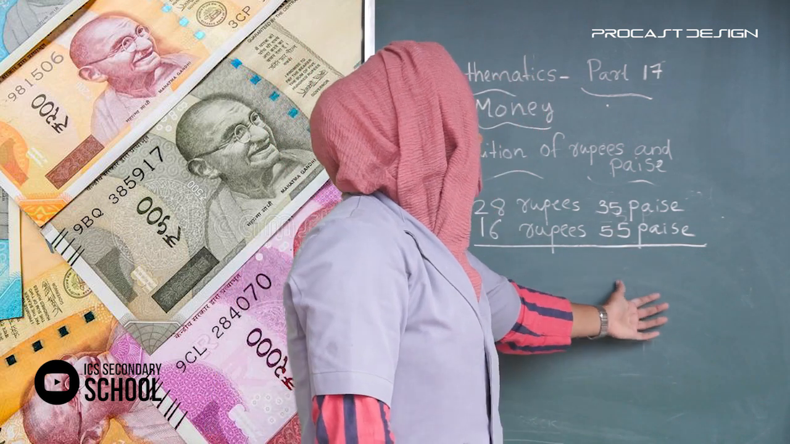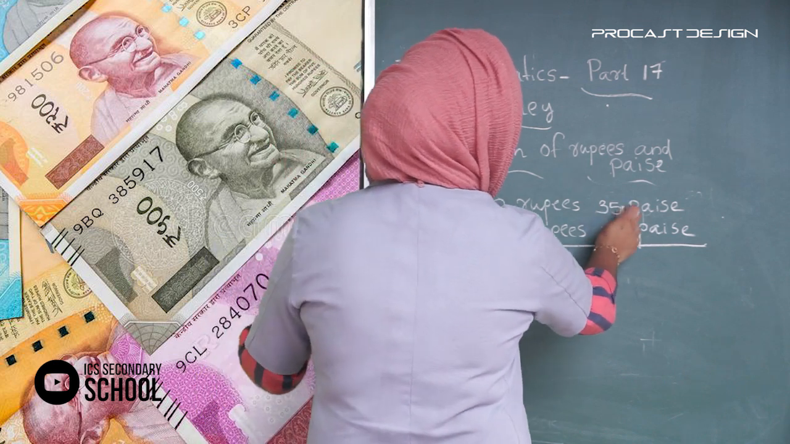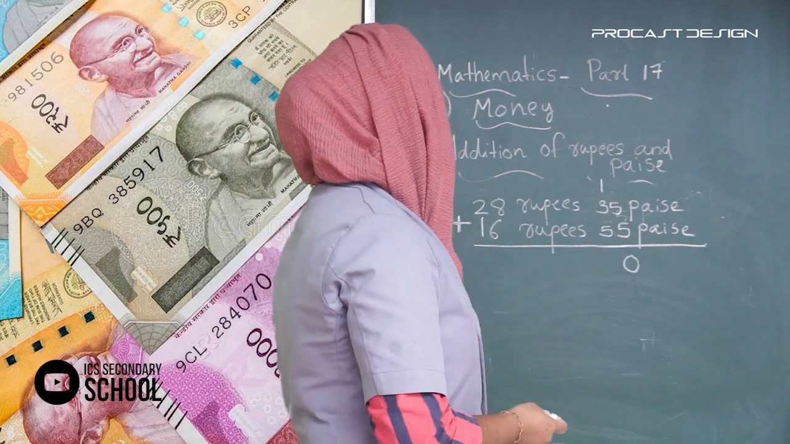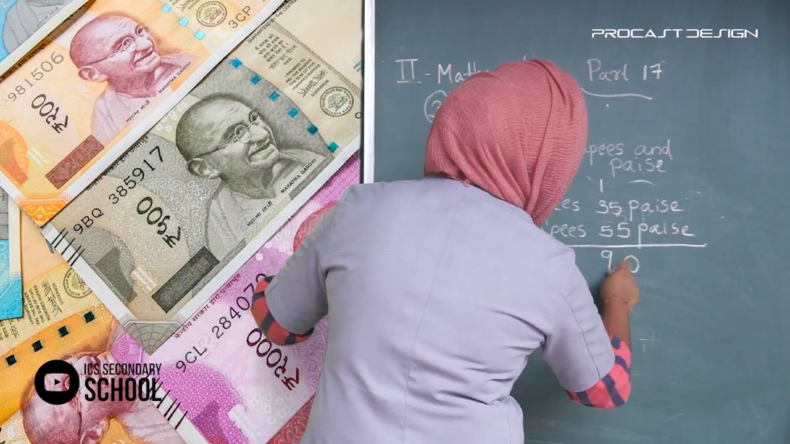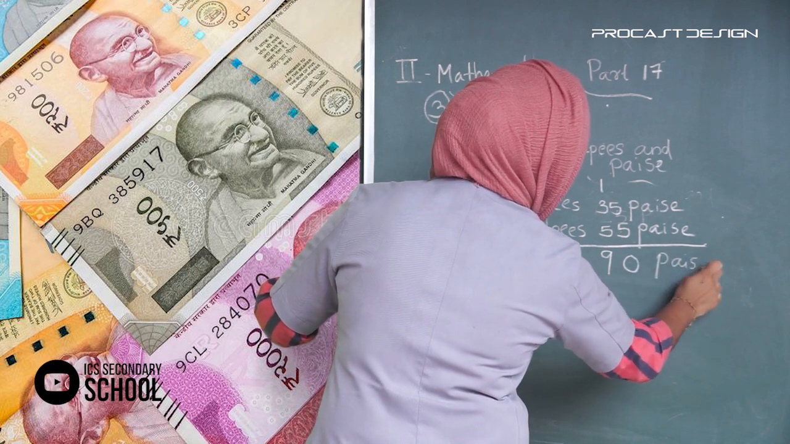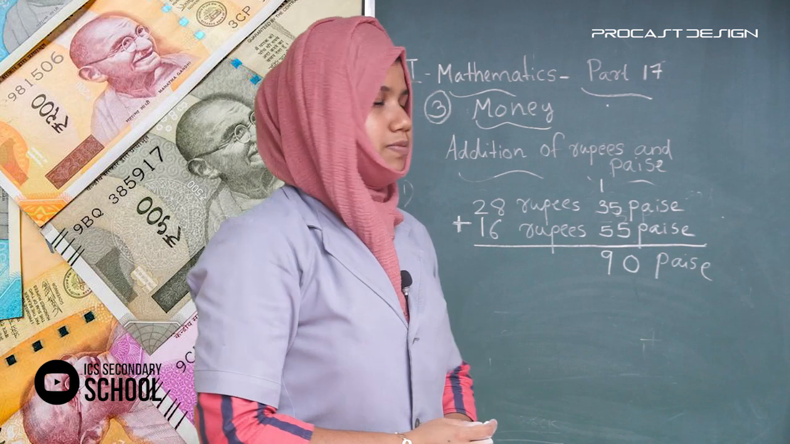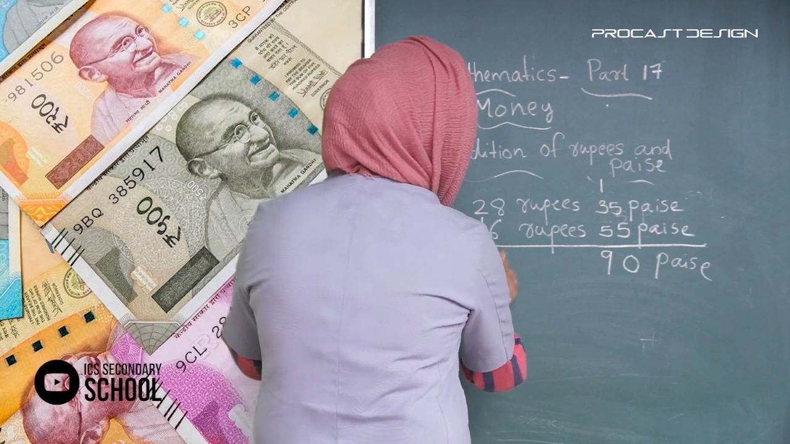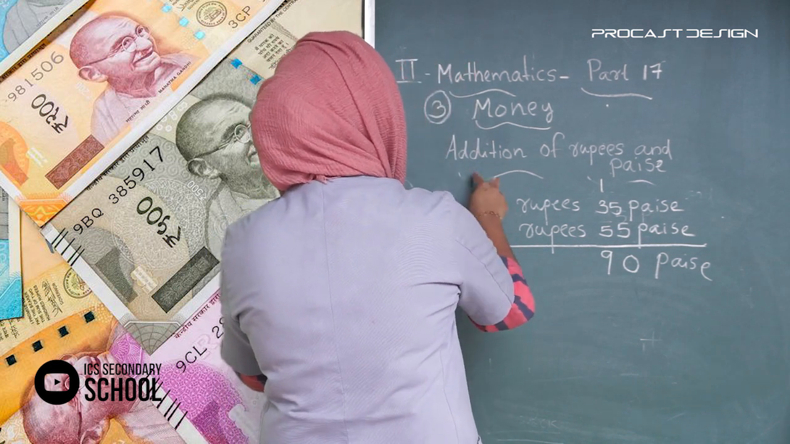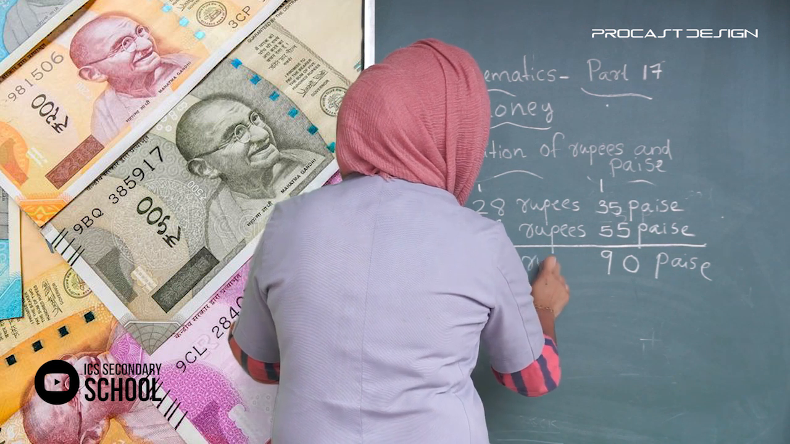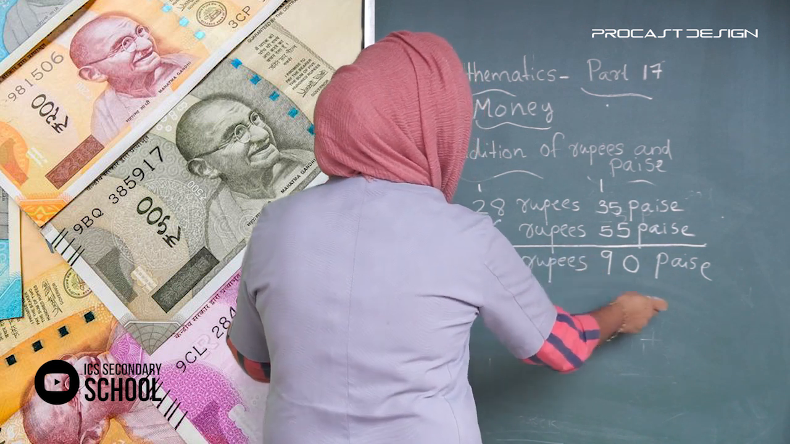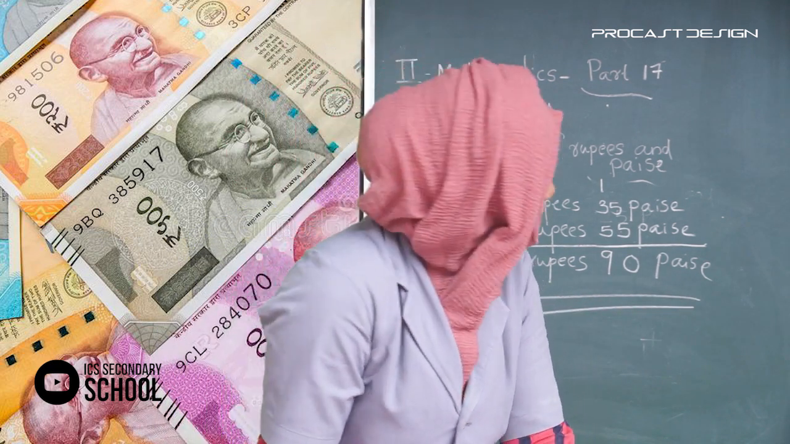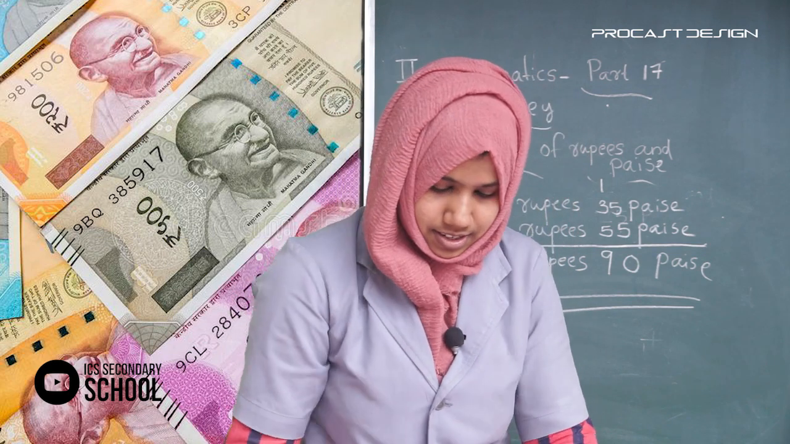So first we add the paise column. 5 plus 5 is 10, carry 1 here. 5 plus 3 is 8, 8 plus 1 is 9, 90 paise. Next, the rupees column. 8 plus 6 is 14. Carry 1 here, 2 plus 1 is 3, 3 plus 1 is 4, 44 rupees. So this is the addition of rupees and paise. Okay, is it clear?